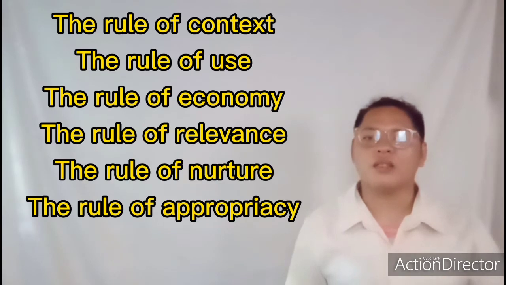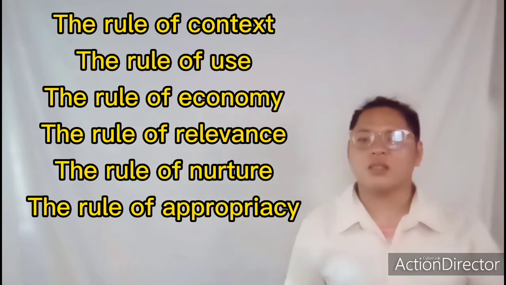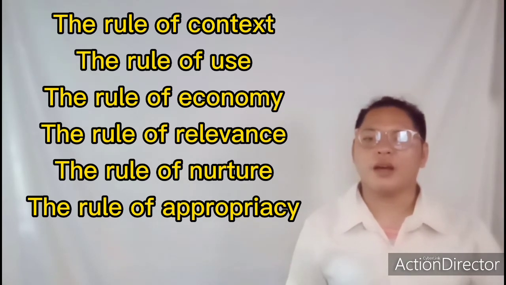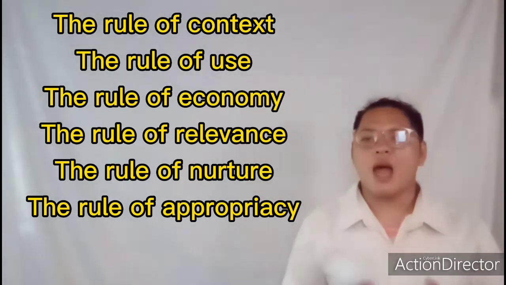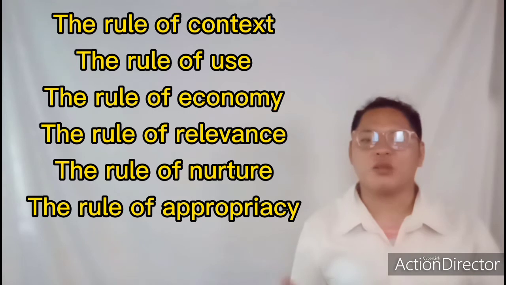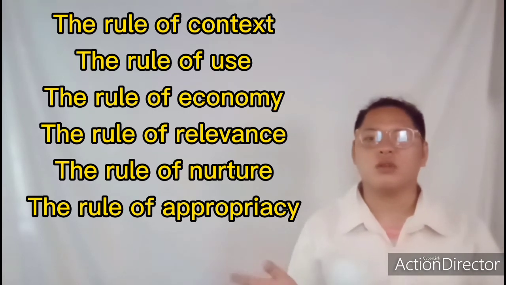The first rule is the rule of context, the rule of use, the rule of economy, the rule of relevance, the rule of nurture, and the rule of appropriacy. The rule of context: the choice of one grammatical form over another is always determined by the meaning the speaker or writer wishes to convey. The rule of use: teach grammar in order to facilitate the learner's comprehension and production of real language, rather than as an end in itself. Always provide opportunities for learners to put the grammar to some communicative use. And that is the rule of use.